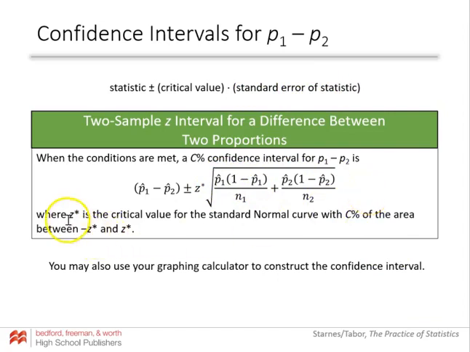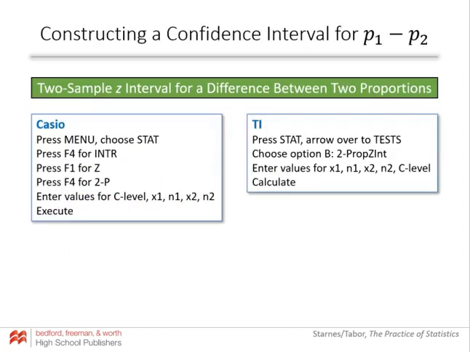Okay, you would find that Z star the same way that we did with one proportion. So you're doing the inverse norm with the area to the left. Okay, so you can do it this way where you can find the difference and then plus and minus your margin of error. Or we can also use the calculator just like we did before.